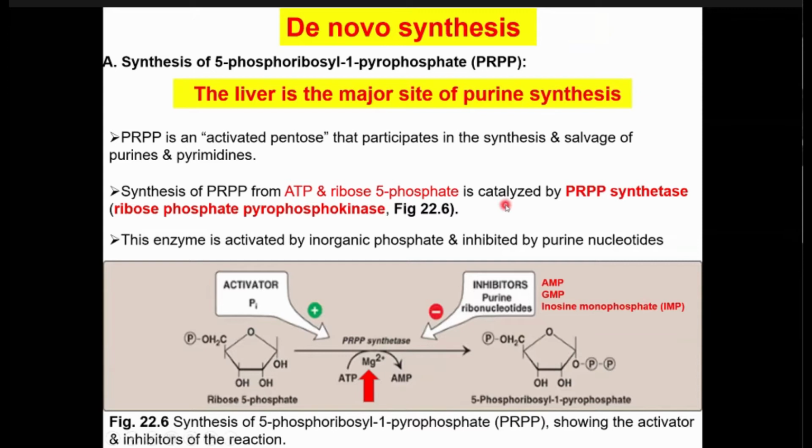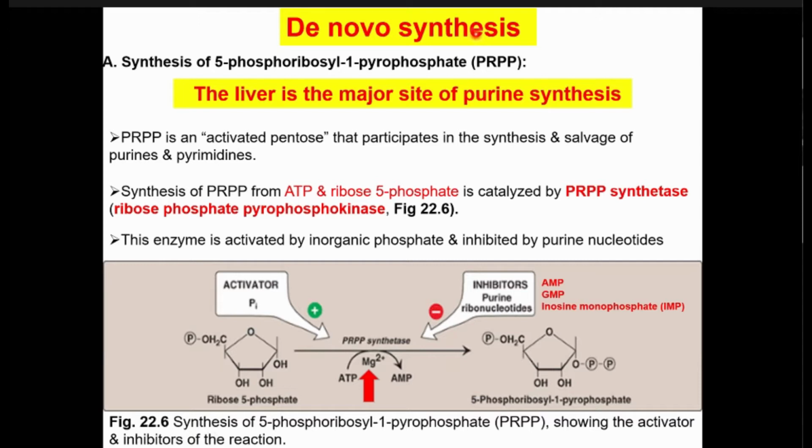Now, what is a de novo synthesis? De novo means from scratch. It means if you want to build something from scratch. There is de novo, it's a French word, de nouveau.